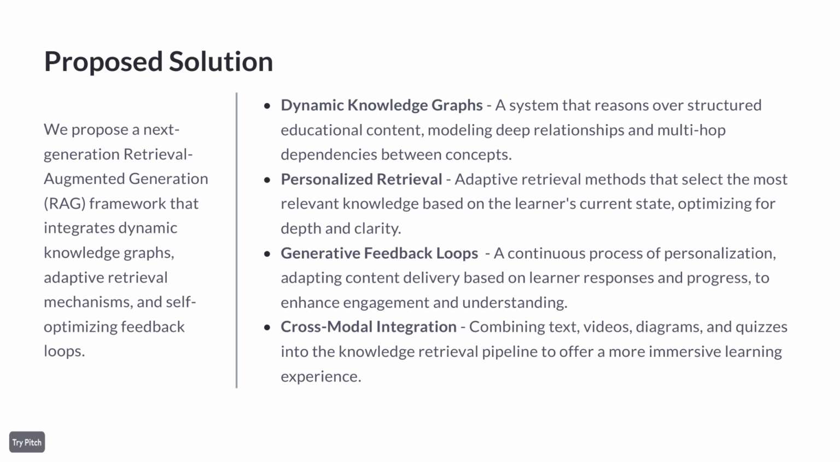First, dynamic knowledge graphs. Think of it like a smart mind map. It understands deep relationships between concepts. It helps connect topics better than just listing facts. Second, personalized retrieval. The system picks the best info based on where you are in learning, and focuses on giving you clear and deep understanding. Third, generative feedback loops.